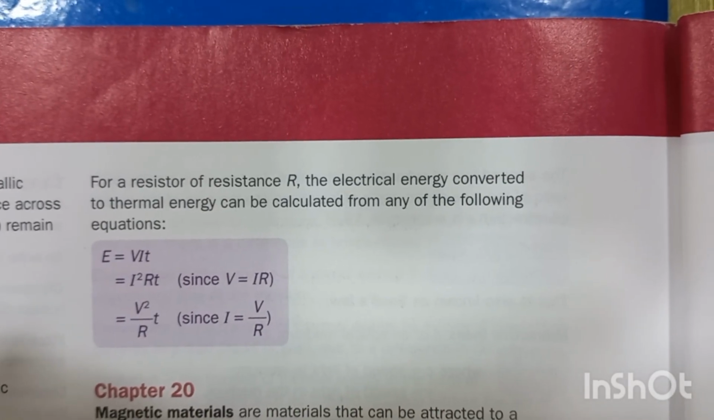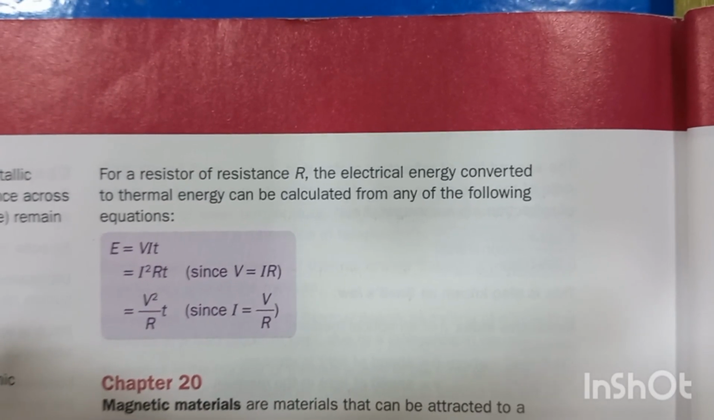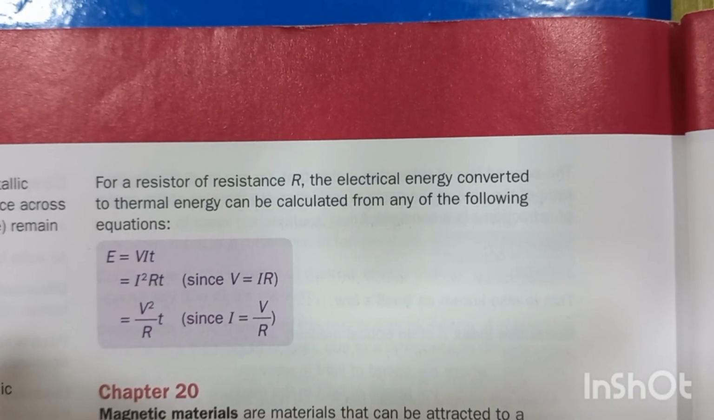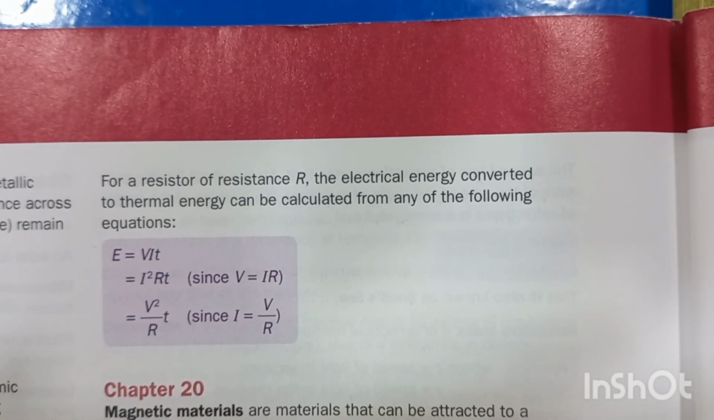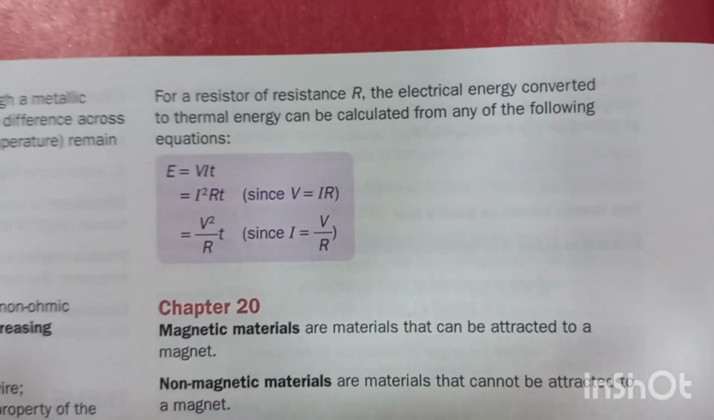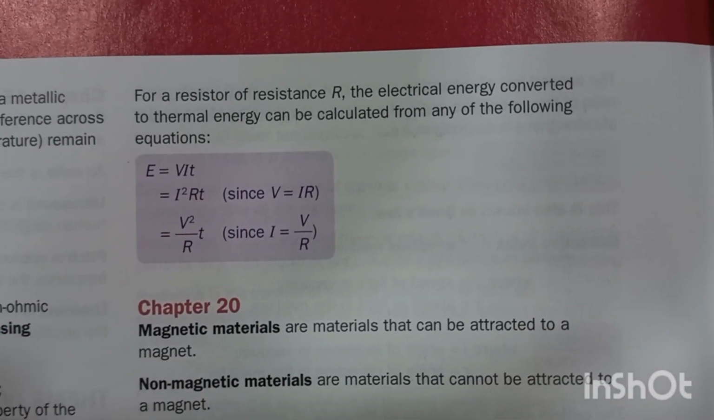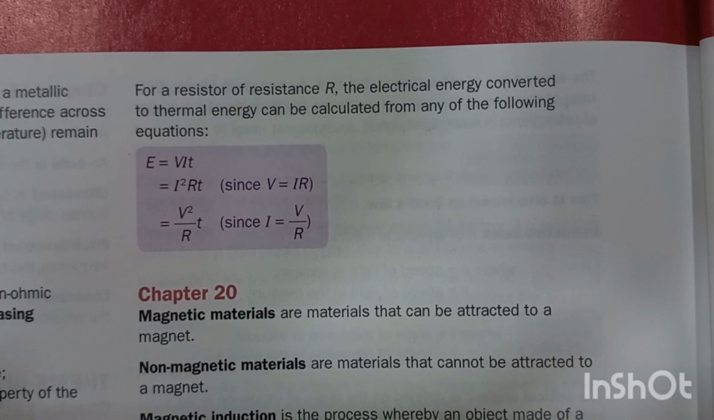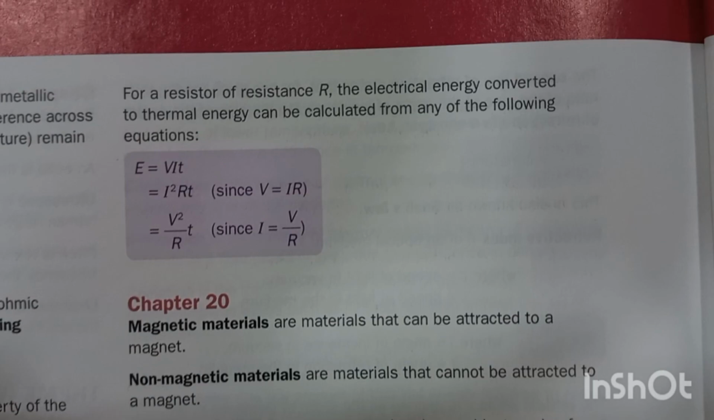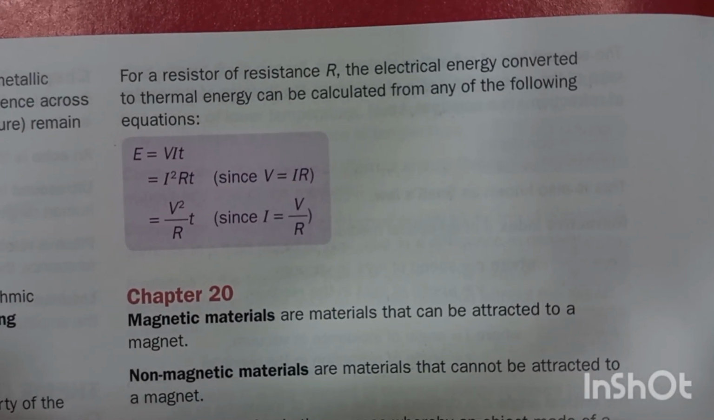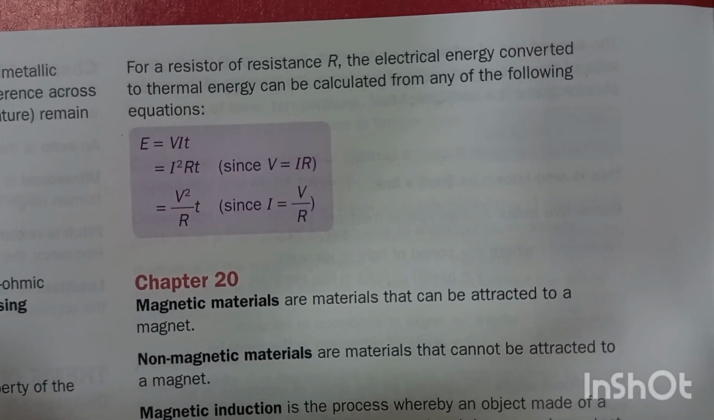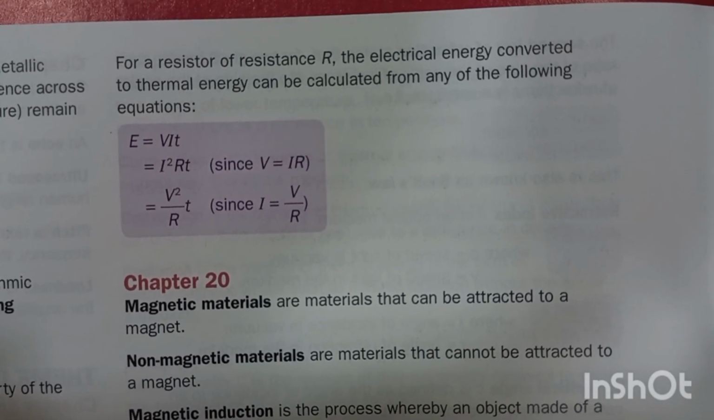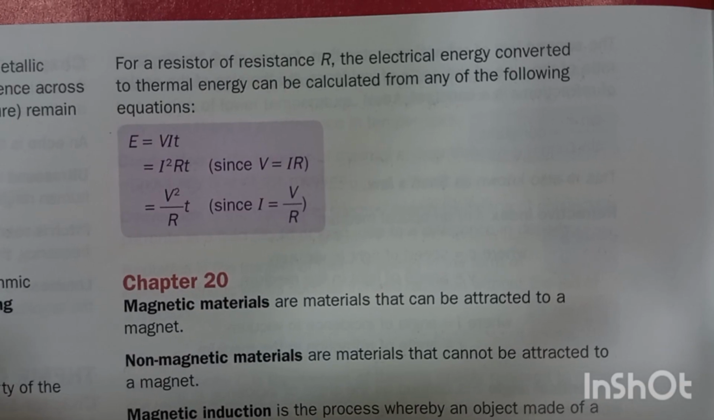For a resistor of resistance R, the electric energy converted to thermal energy can be calculated from any of the following equations. E equals VIT. E equals I squared RT, since V equals IR, or the energy is equal to V squared T divided by R.